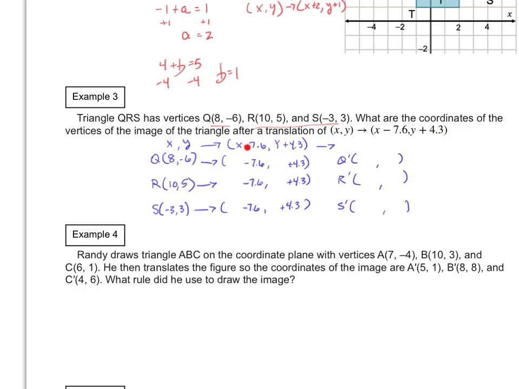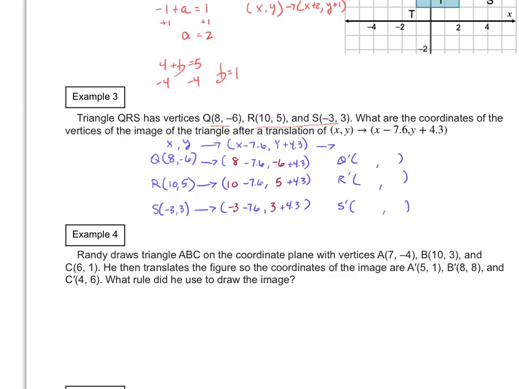So I know all my x values are going to be minus 7.6. All my y values are going to be plus 4.3. And now I'm just filling in my x values. It's a small mathematical problem. Let's see, so my x value here was 8, this x is 10, this x is negative 3, and my y values are negative 6, 5, and 3.